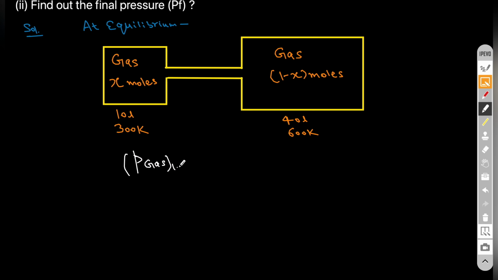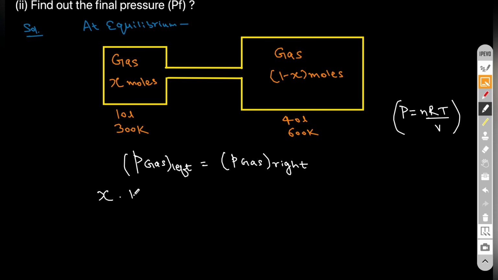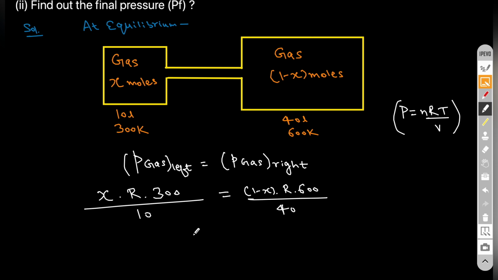Now at equilibrium, you know that the pressure of gas on the left side should be equal to the pressure of gas on the right side, right? So P is nRT by V, putting the values. What is the moles here? x multiplied by R multiplied by T, which is 300, divided by V, 10, is equal to 1 minus x multiplied by R multiplied by the temperature here, which is 600, divided by 40. So here we'll solve and get the value of x. It will come out to be 1 by 3 moles.